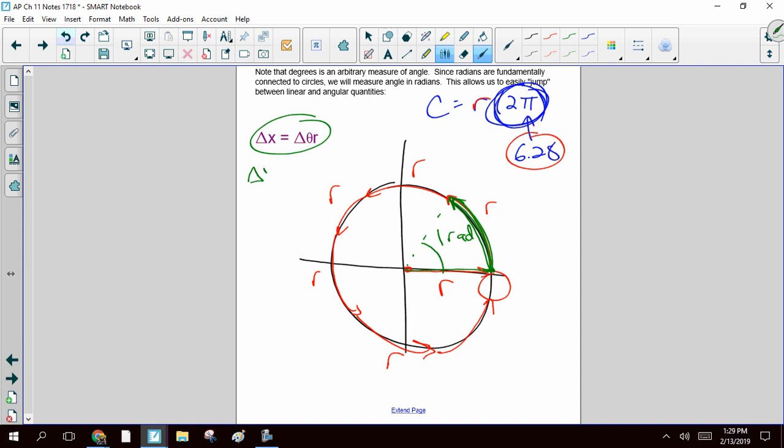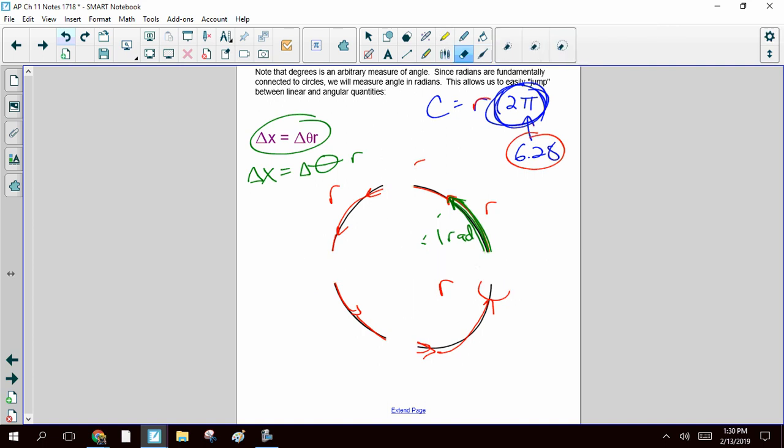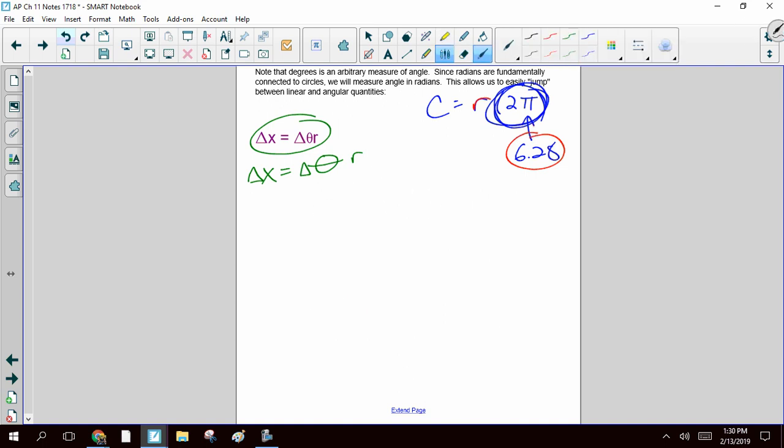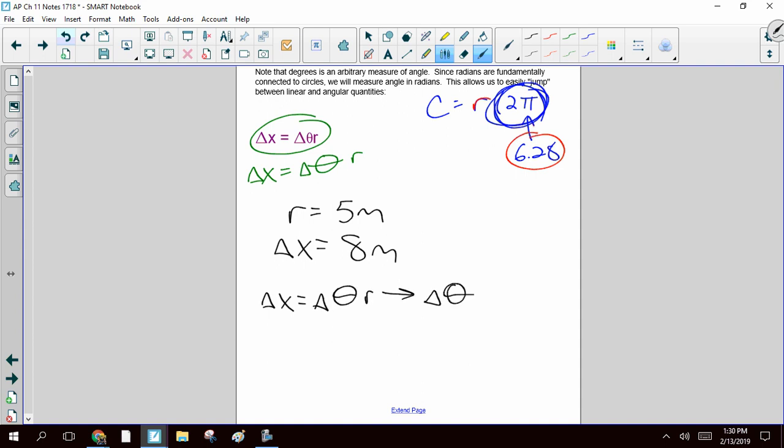And so it gives us this relationship: the displacement that you travel linearly is equal to your angular displacement times your radius. As a quick example, suppose our circle has a radius of 5 meters, and we wanted to travel a displacement of 8 meters around it. How many radians would that be? Mathematically, if delta x is delta theta times r, that means delta theta is delta x over r. And the math here is easy.